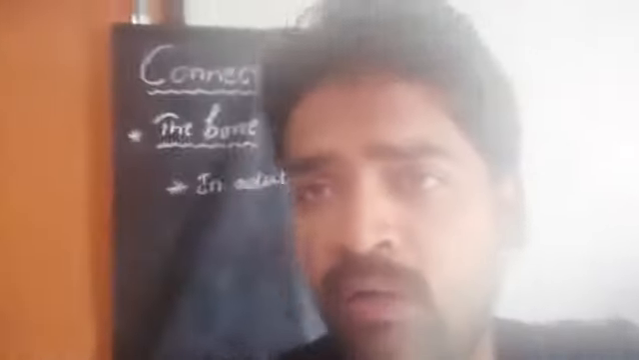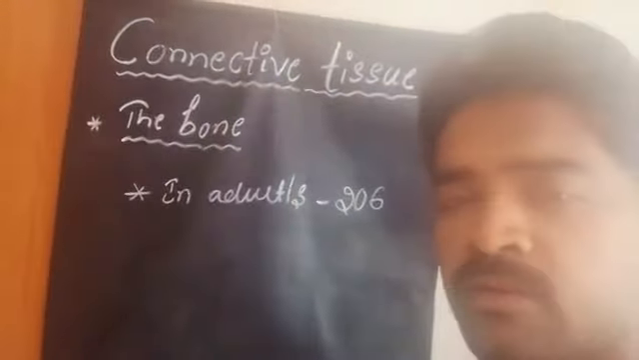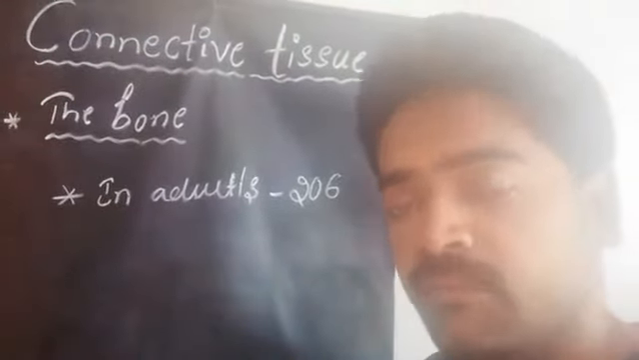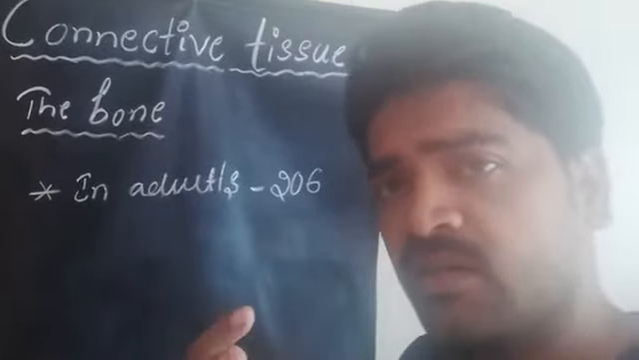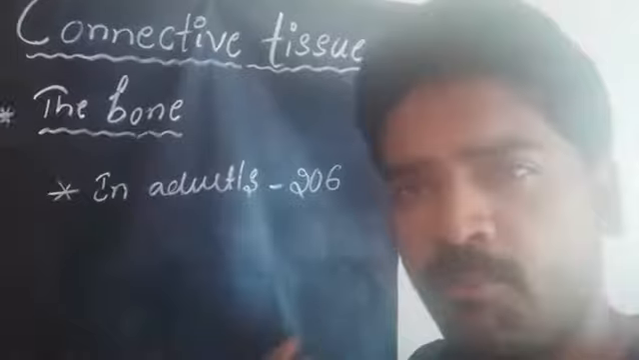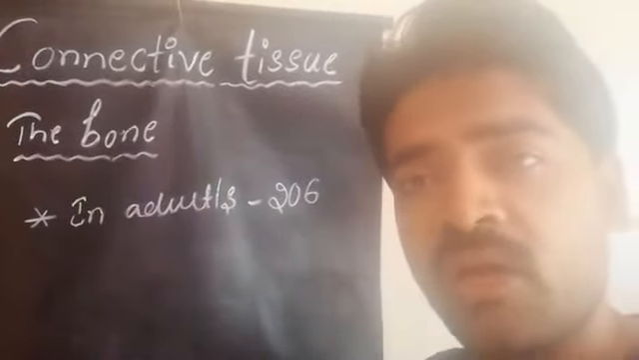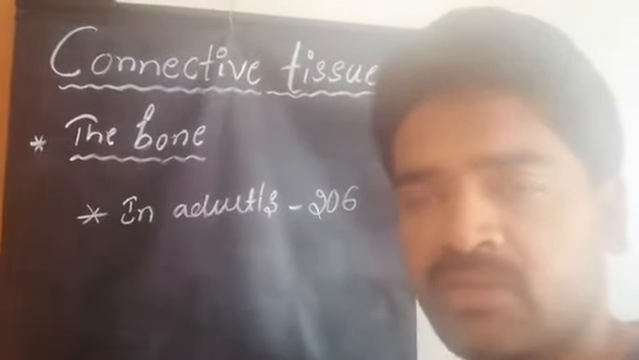Bone is actually made of a matrix that is completely solid. The bone is made of a hard matrix, which is always rigid in nature. The cells of the bone are compactly arranged. It is made of two main components, calcium and phosphorus.